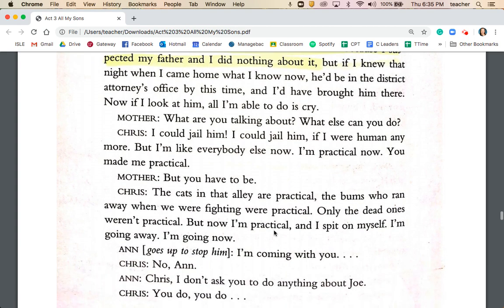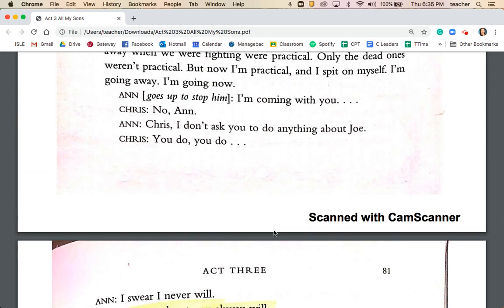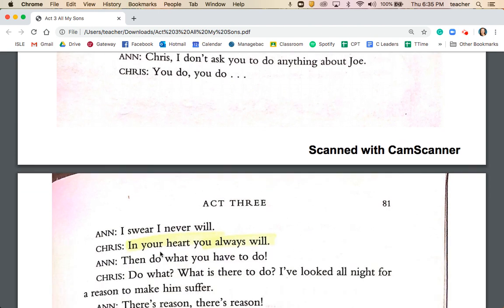He hasn't confronted it. And there's this exchange between Anne and Chris where Anne clearly wants to go with Chris, but he suggests that Anne will never really truly forgive him. And he says, in your heart, you always will. You'll always want to do something about Joe, and that they can't have a future together because of this.